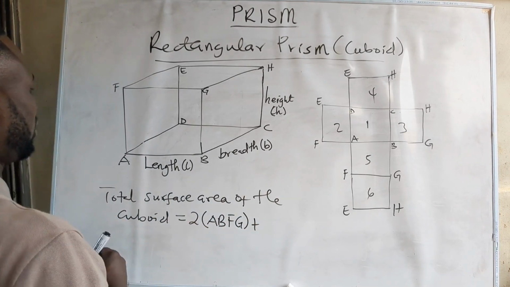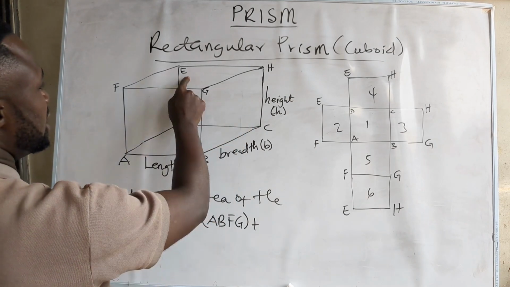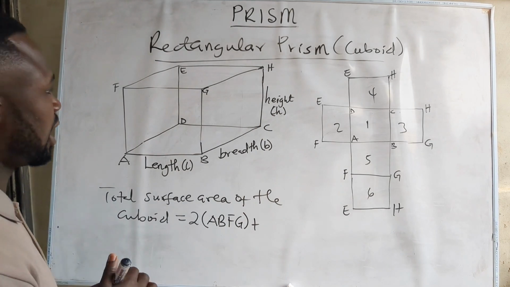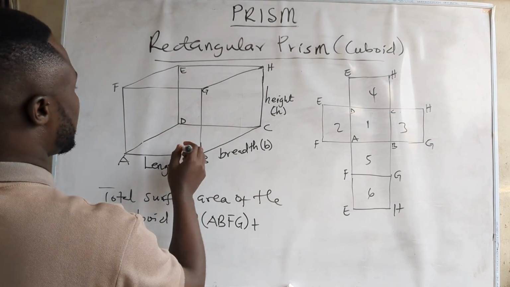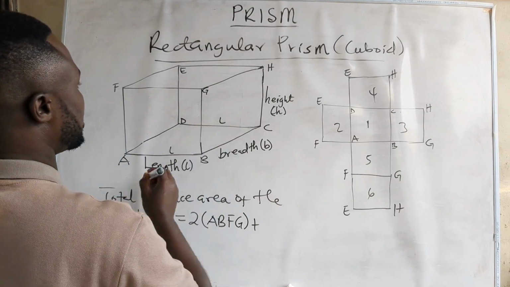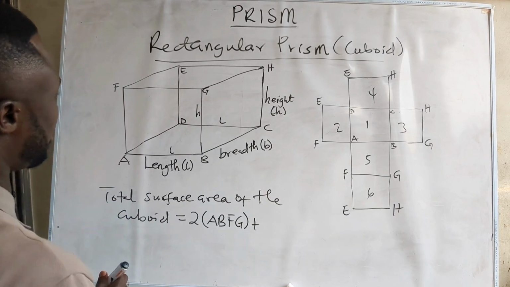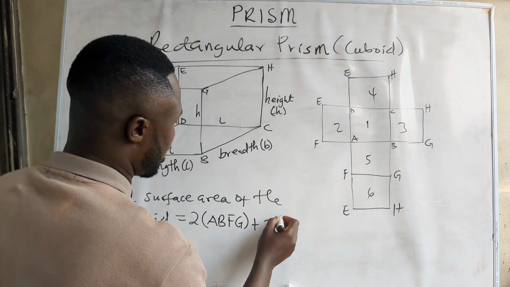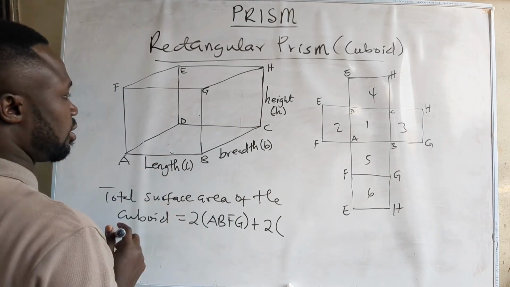Plus, because the face of ABFG is the same as the face of DECH. They are the same, because the length here, as we said, is the same as the length here, and the height here will also be the same as the height here. So they will be the same thing. Plus 2 by, so let me take it off and then we continue from there.